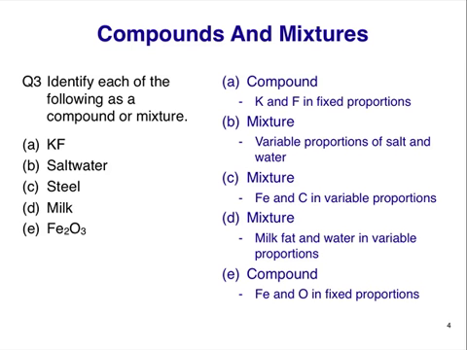Fe2O3 is iron(III) oxide. It contains 2 atoms of iron for every 3 atoms of oxygen, according to its chemical formula. As such, its composition is fixed, and it must be a compound.